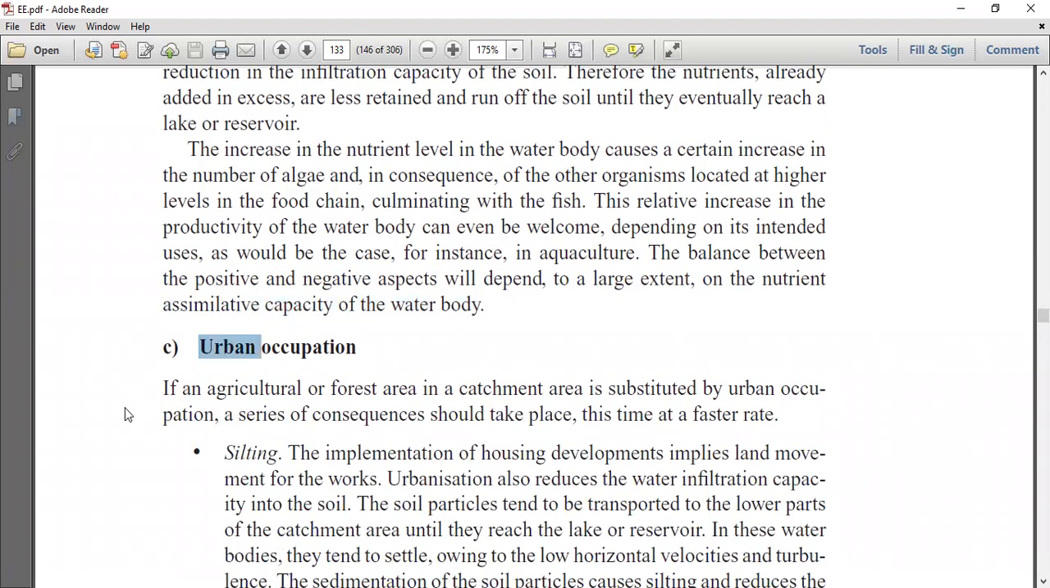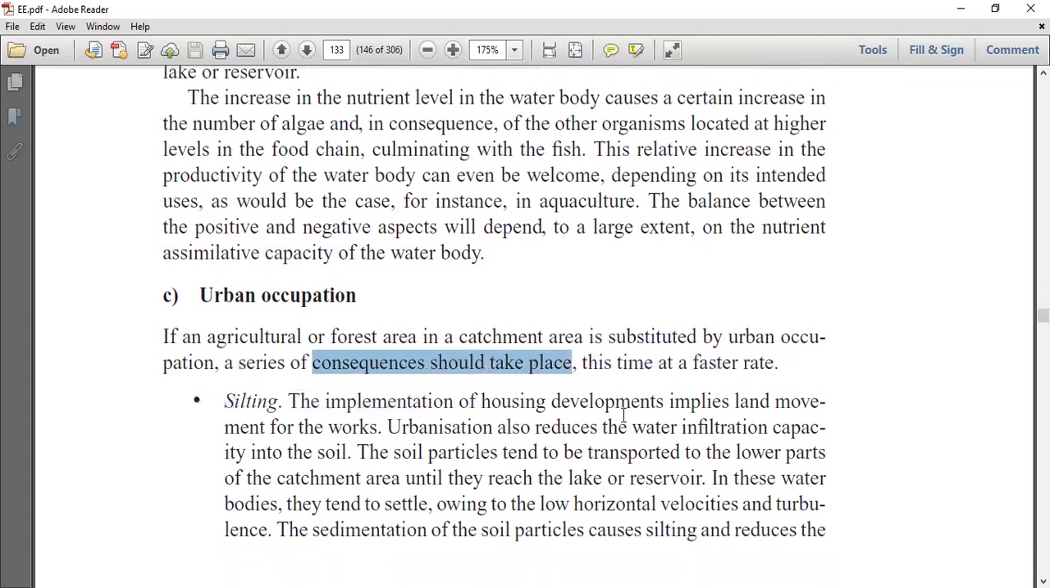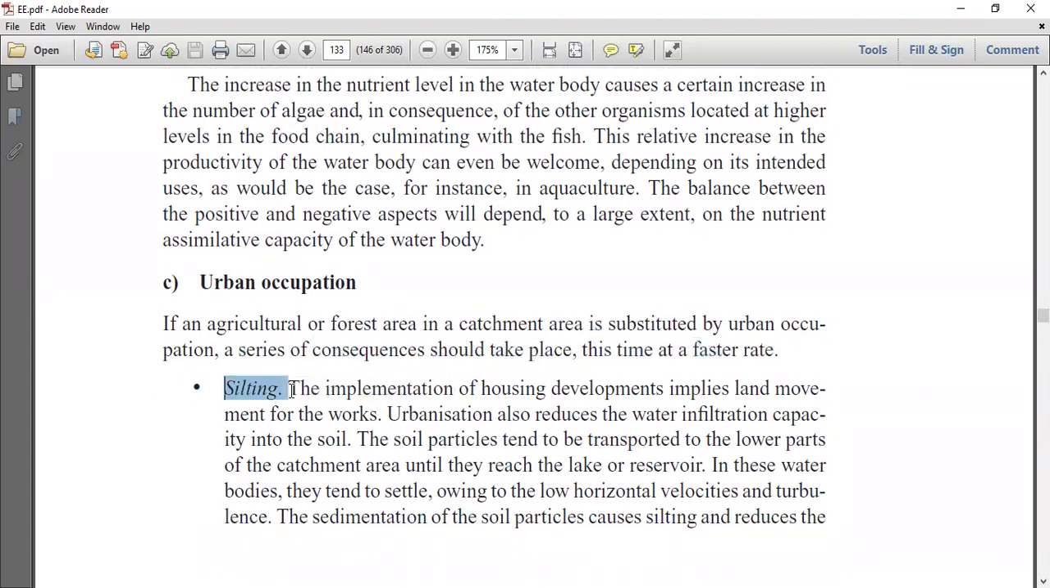The third is the urban occupation. When agriculture or forest area in the catchment area is substituted by urban occupation, a series of consequences takes place, this time at a fast rate. First, the implementation of housing development implies land movement for the works. Urbanization also reduces the water infiltration capacity into the soil. The soil particles tend to be transferred to a lower part of the catchment area until they reach the lake or a reservoir.